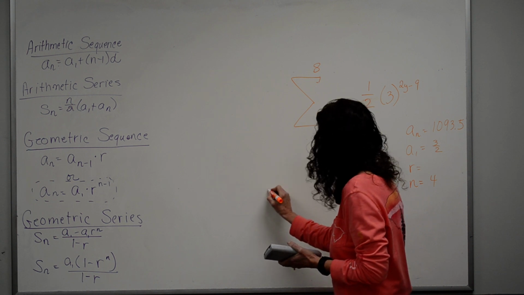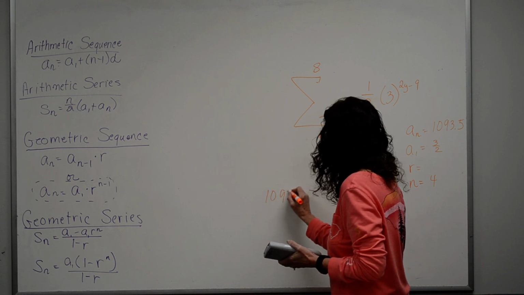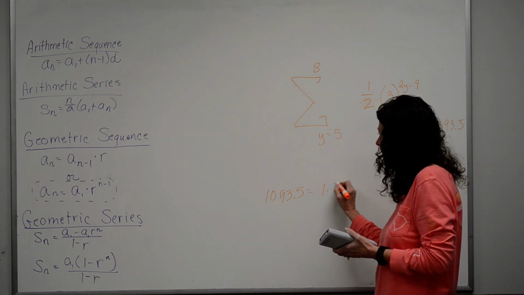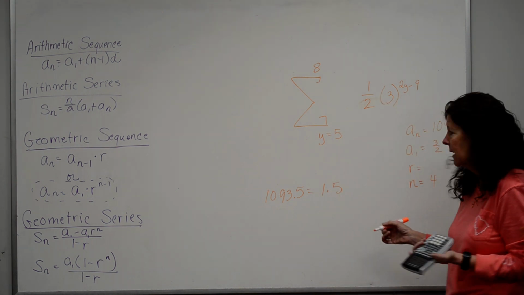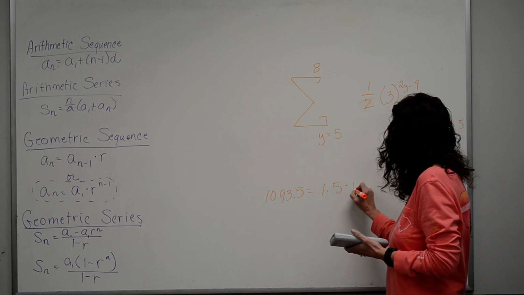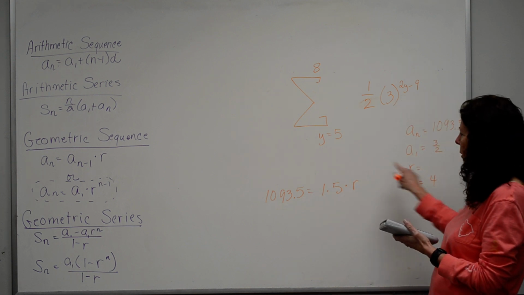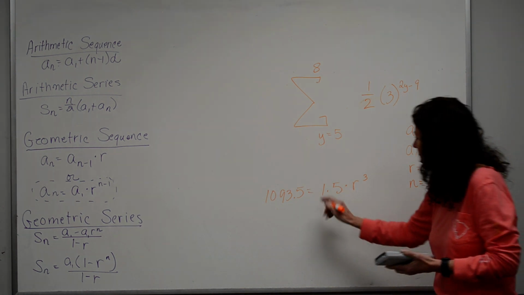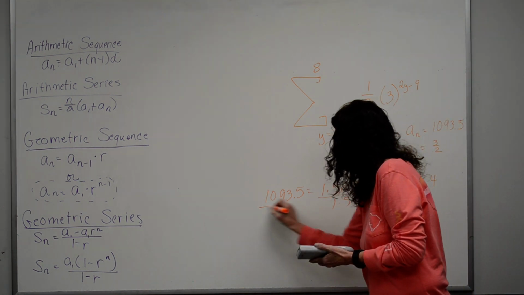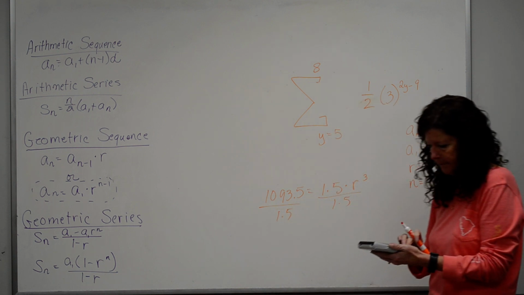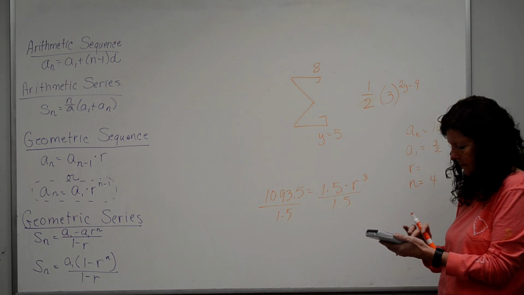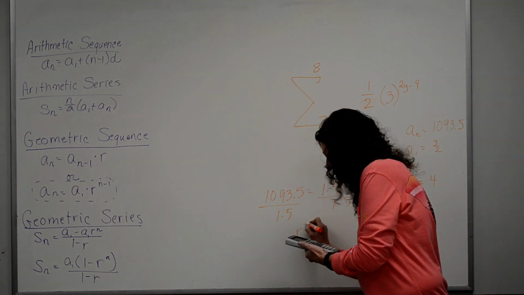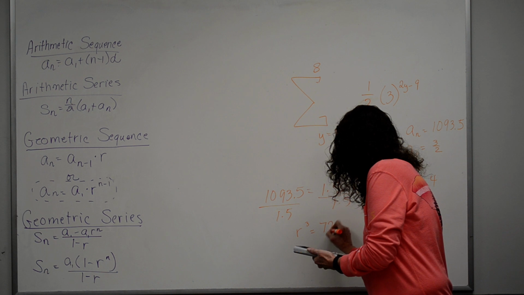So I have a sub n is 1093.5 is equal to a sub 1. If I want to, I can change that to a decimal value just to make life easier, times r raised to the 4 minus 1 power, or r raised to the 3rd power. Okay, I'm going to divide by 1.5. And I'm going to get r cubed is equal to 729.